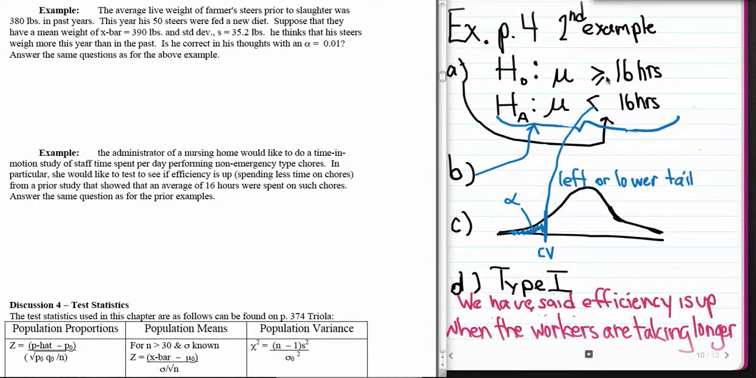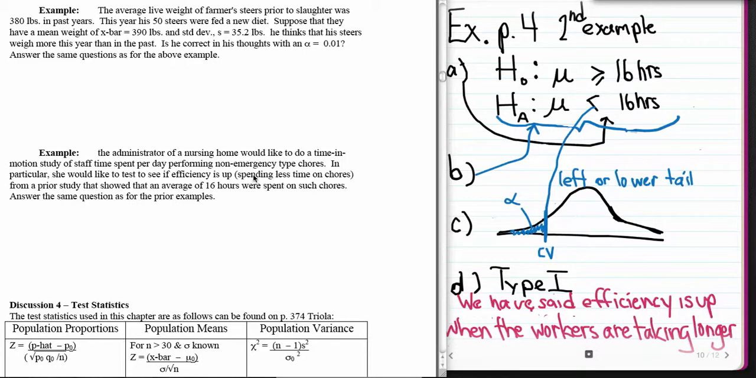All right, when I left off, I was going to go over the second example on page 4 of the notes for you. As we read this one, one of the things that can be really confusing is the wording on it. Now, from the original problem, I actually did give a little bit of input here on spending less time on chores as being that efficiency is up. So as we read this one, we could become confused.